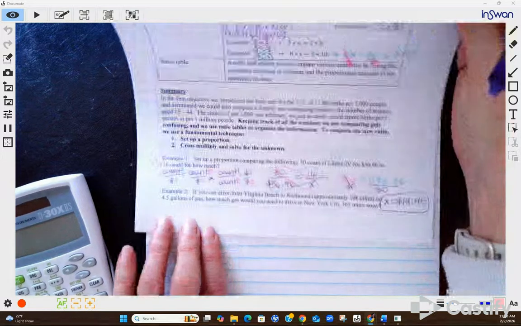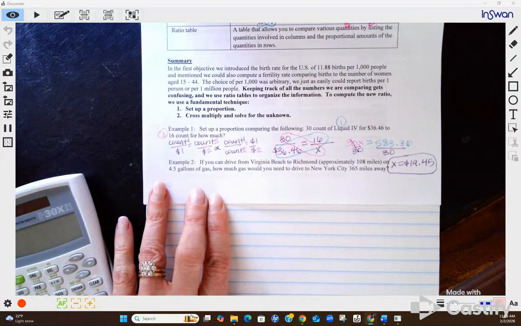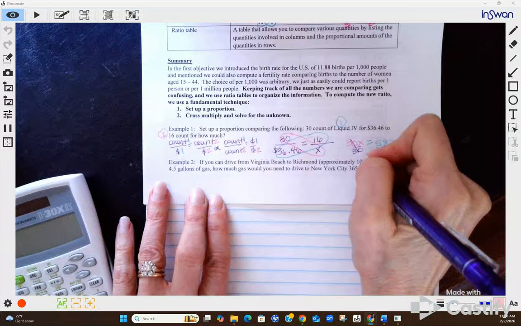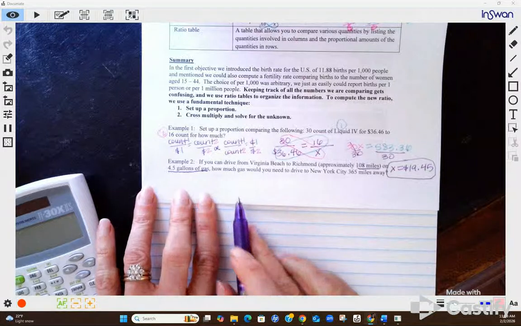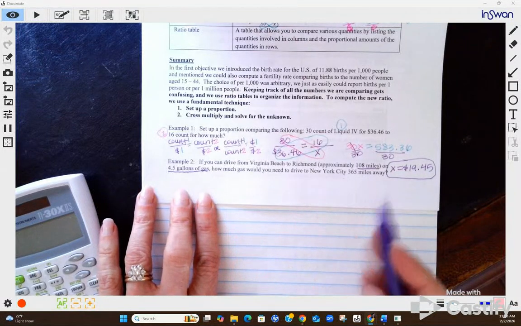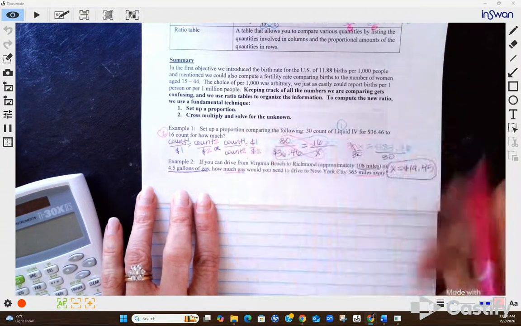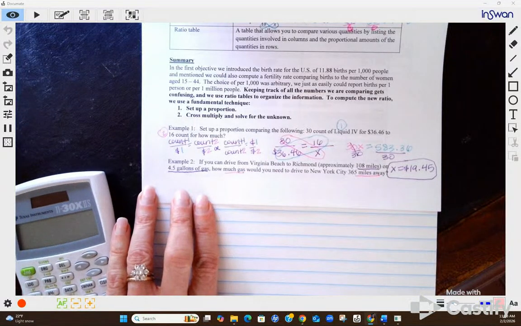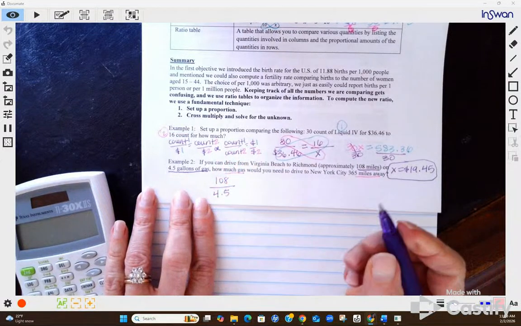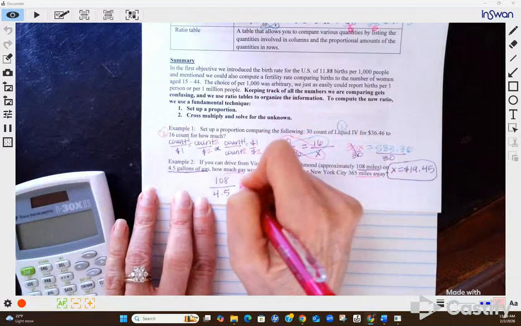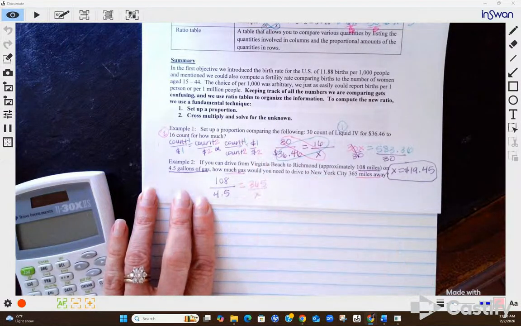All right, another example. If you can drive from Virginia Beach to Richmond, which is approximately 108 miles, on 4.5 gallons of gas. So here's the first situation, 108 miles using 4.5 gallons of gas. How much gas would you need to drive to New York City, which is 365 miles away? Okay, so the first situation is 108 miles, needs 4.5 gallons of gas, and it's equal to the second situation, which is 365 miles. We're trying to figure out how much gas that's going to take.